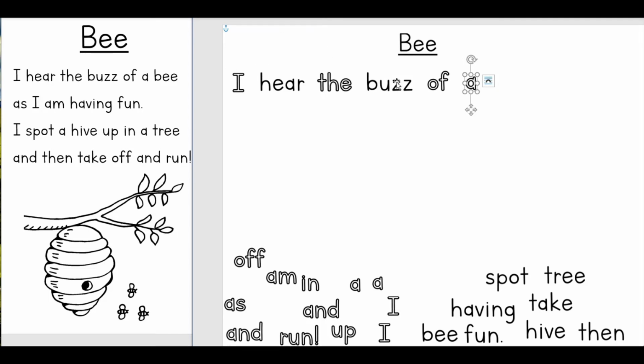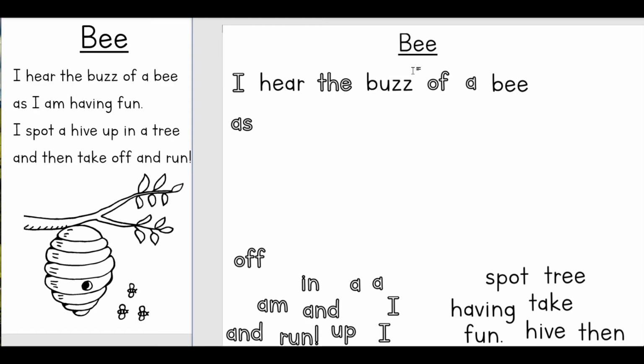I hear the buzz of a what? Of a bee. B-E-E. I hear the buzz of a bee as. Now, as is a sight word. It starts with A, but we have a lot of sight words that start with A. We have this one, this one, this one. So we want to make sure that we get A-S for as, which is right here.